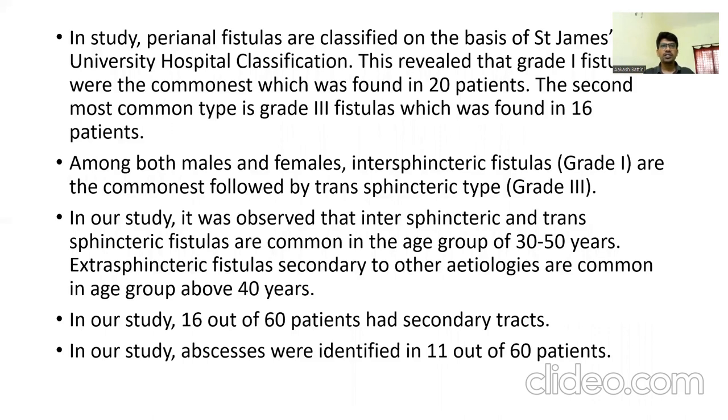In our study, perianal fistulas were classified on the basis of the St. James University Hospital classification. This revealed that grade 1 fistulas were commonest, which was found in 20 patients. The second most common type is grade 3 fistulas, which was found in 16 patients. Among both males and females, intersphincteric fistulas, that is grade 1, are commonest, followed by transphincteric type, that is grade 3. In our study, it was observed that intersphincteric and transphincteric fistulas are common in the age group of 30 to 50 years. Extrasphincteric fistulas, secondary to other etiologies, are common in age group above 40.